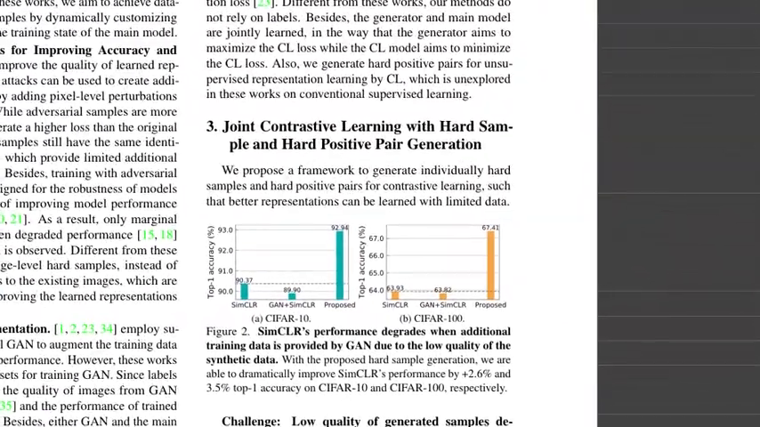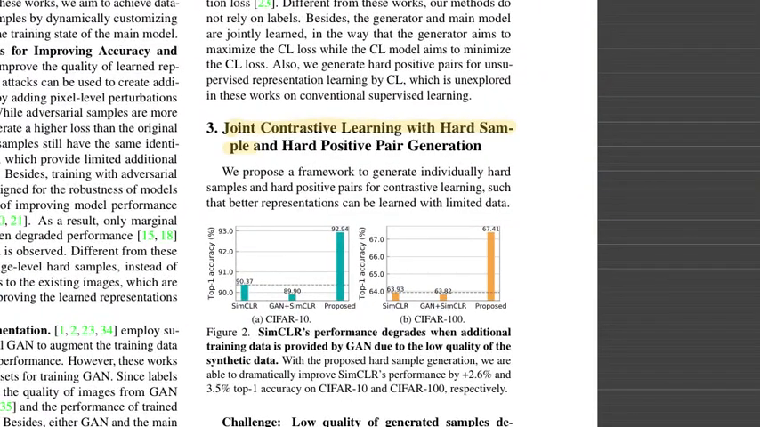And now let's talk about joint contrastive learning with hard sample and hard positive pair generation. So their method is focused on generative adversarial networks, or GANs. And the first thing they want to show is that if you just consider it as an unsupervised approach such as SimCLR, and if you just use GAN plus SimCLR in order to generate additional examples, the performance is actually going to drop and it's not going to increase.